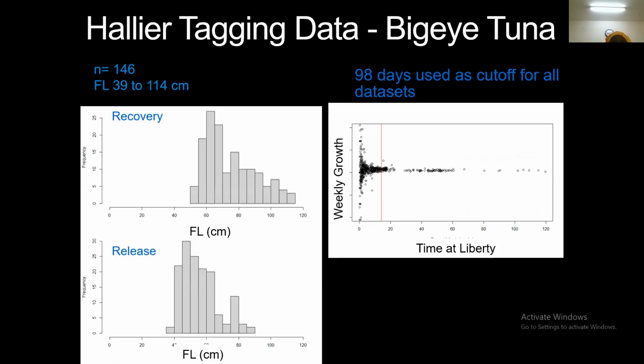For the Hollier tagging data, we processed it the same way as the other two data sets. So rather than the time at liberty cutoff they originally used in their paper, we still applied that 98 days to be consistent across all data sets. And so that left us with a sample size of 146 with fork lengths ranging from 39 to 114 centimeters. Recoveries shown on the top panel and releases shown on the bottom panel.